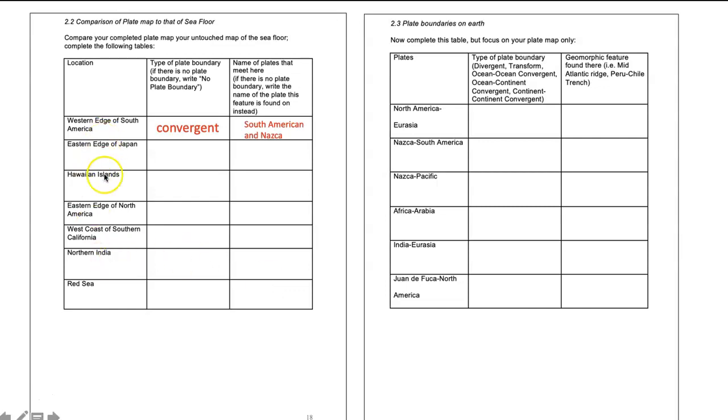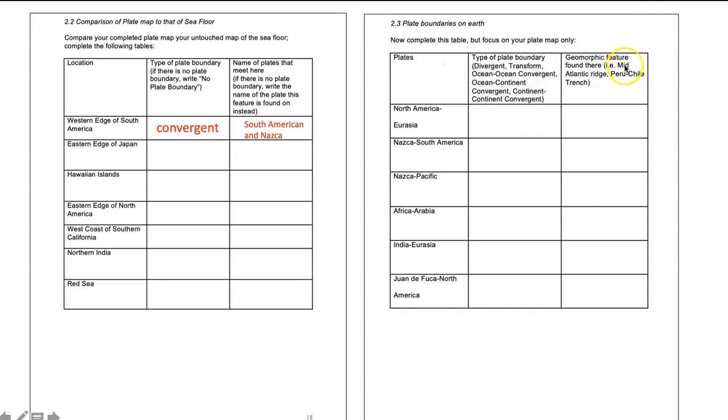All right, and so you're going to go down and look at these various locations and describe if there's a plate boundary. If not, you're going to put no plate boundary, and you'll put what plate it's sitting on instead of the two plates that are making up either side of the boundary. For this one, you're going to look at these two plate names and figure out what kind of plate boundary is between them. And they want you to be specific if you say convergent, because there's ocean-ocean, ocean-continent, and continent-continent convergence. So I want to make sure that you describe which kind it is.